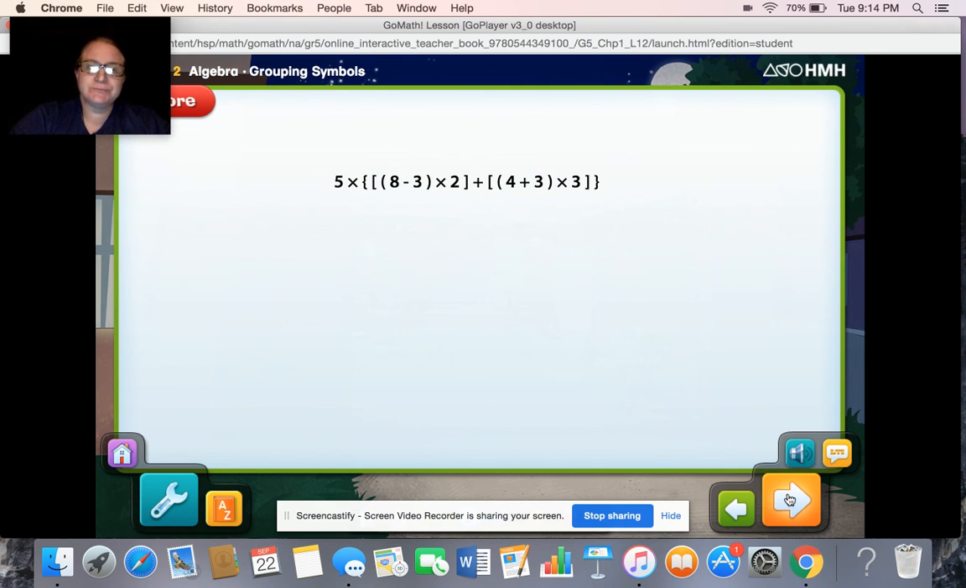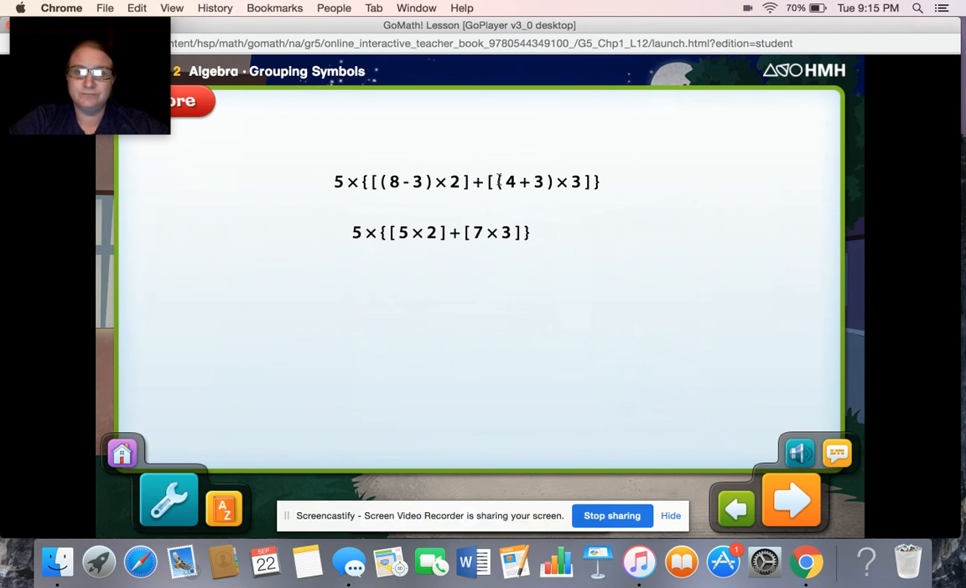Perform the operation in the first set of parentheses. 8 minus 3 is 8, 7, 6, 5. 8 minus 3 is 5. Perform the operation in the second set of parentheses. Now, the second set of parentheses is also in the second line, and once we do the parentheses, we get rid of them. So 4 plus 3, 4, 5, 6, 7. 4 plus 3 is 7.